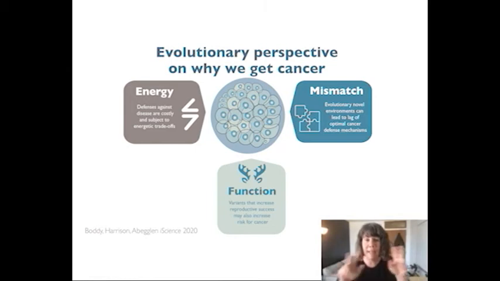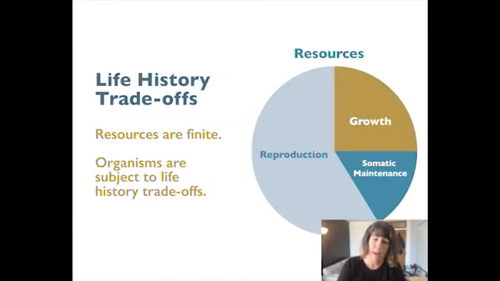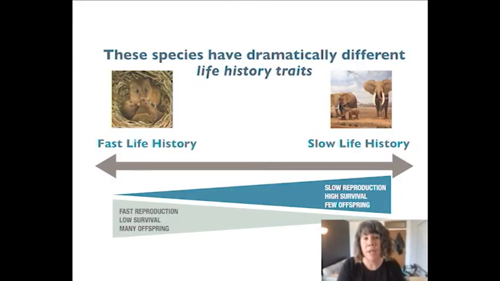The three axes of trade-offs that we think about are reproduction, growth, and somatic maintenance. And if an organism invests heavily in reproduction, then it has to come from some part of this resource pie. Maybe they have less investment in somatic maintenance. And what we can see across the tree of life is species have different life history traits guided by their ecology. And so you can have organisms that invest heavily in reproduction, have low survival, and have many offspring.